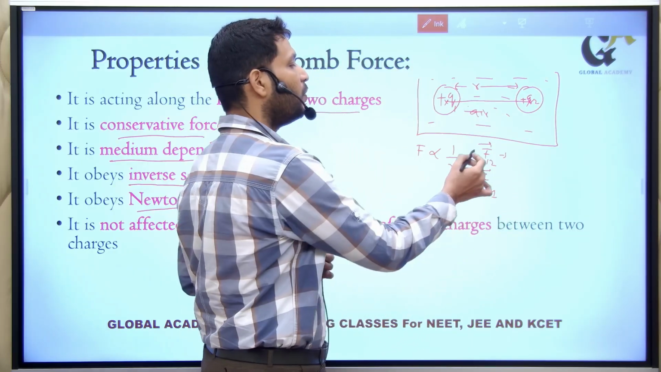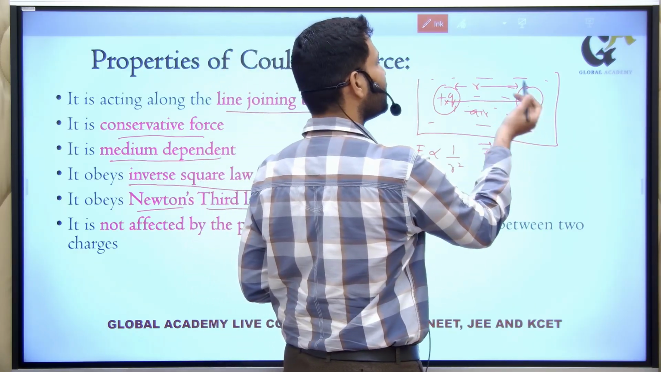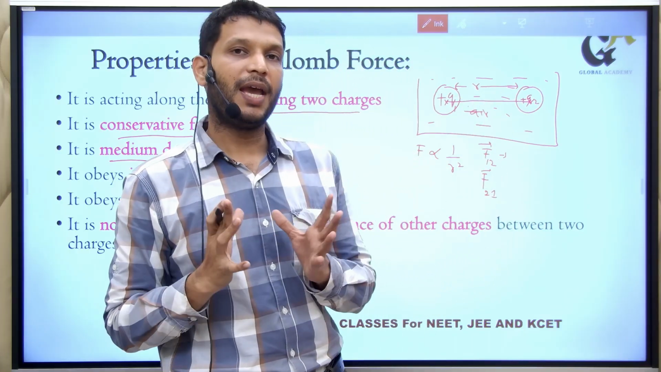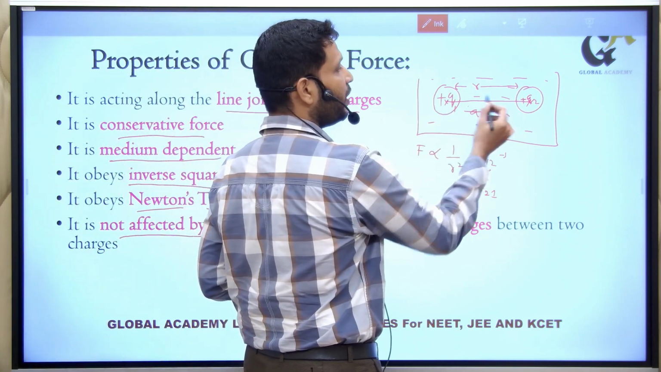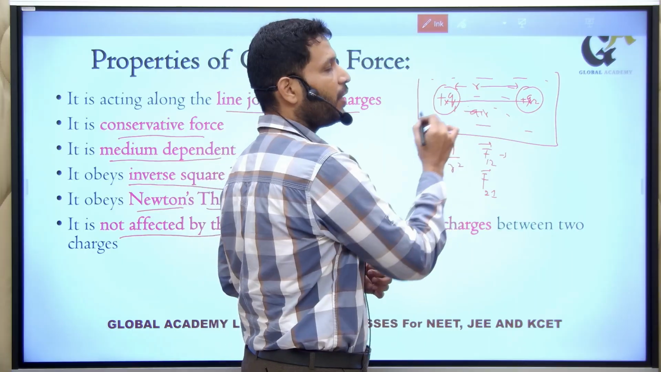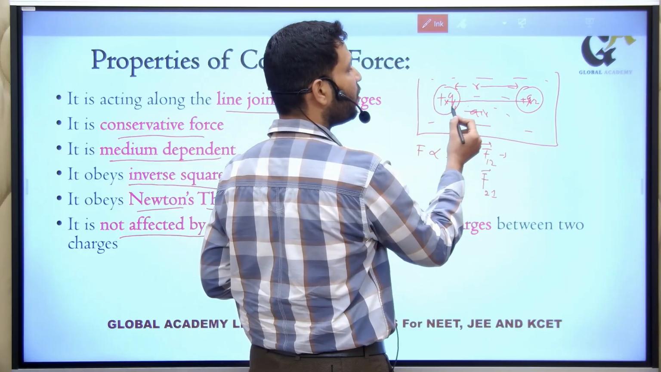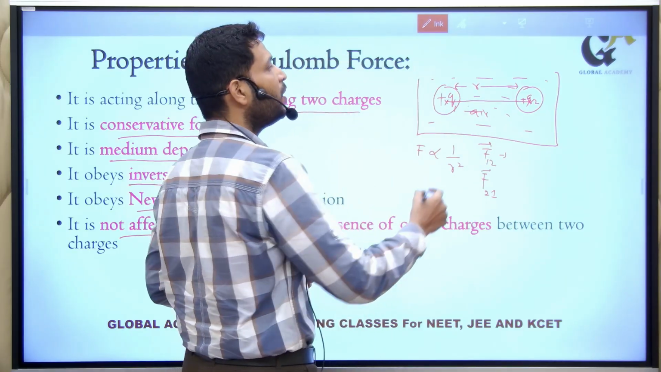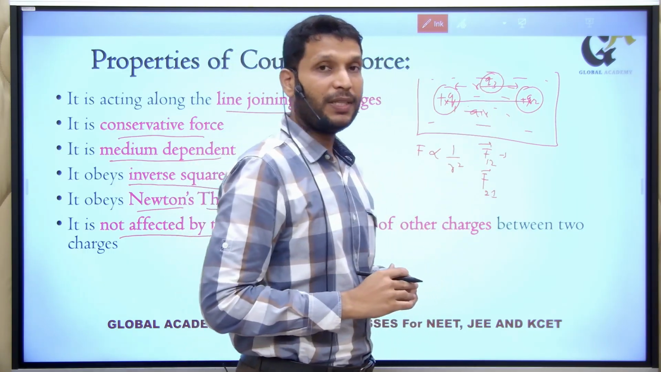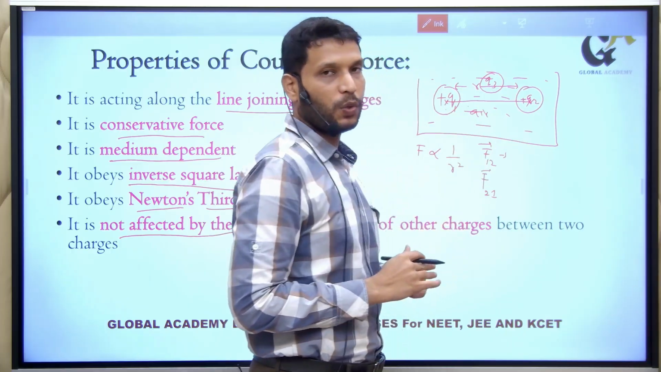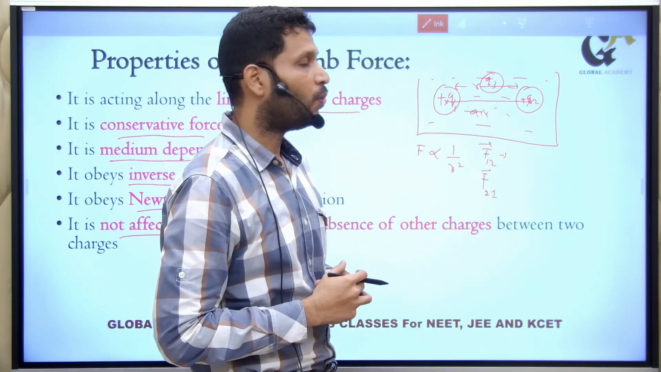Therefore, the first charge is affected by the second charge, and the second charge is affected by the first charge. That means for every action there is an equal and opposite reaction. The last property tells us that the force of interaction between the two charges is not affected by any other charges present in the medium. For example, if you want to study the force of interaction between the charges q1 and q2, and a third charge q3 is present, you have to focus only on q1 and q2, not on q3.